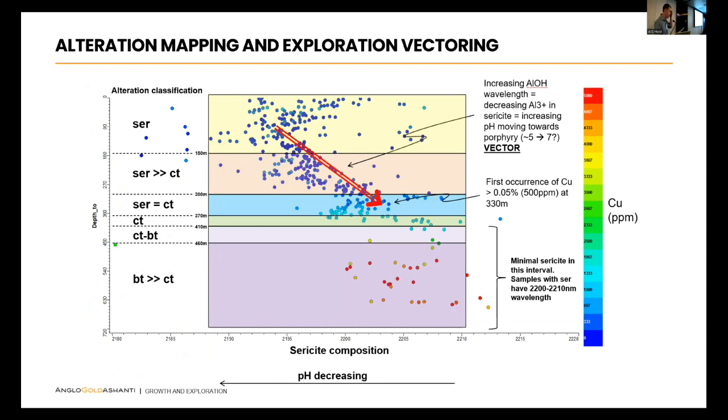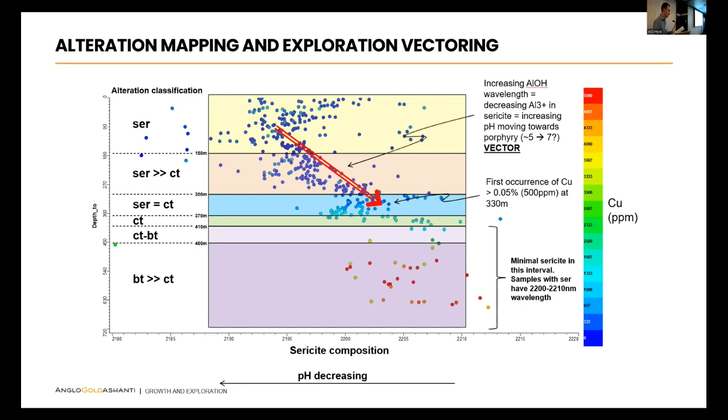One of the datasets that we found useful was the downhole TerraSpec. When we plotted the cerussite composition, so this is measuring the wavelength of that aluminium hydroxyl feature that we looked at before, and looked at that downhole, in this case for a single drill hole, we saw a systematic variation through that phyllic zone, through the lithocap. We saw an increasing aluminium hydroxyl wavelength with depth.